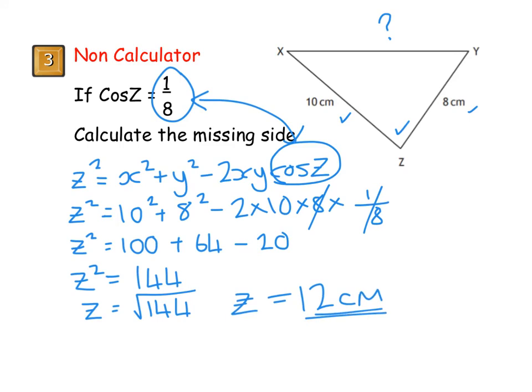They quite like putting these ones in for 3 marks in non-calculators, and a lot of people get down to this line here, but they write cos 1/8 in there instead of just a 1/8, and they'll lose marks. So that should not be there.